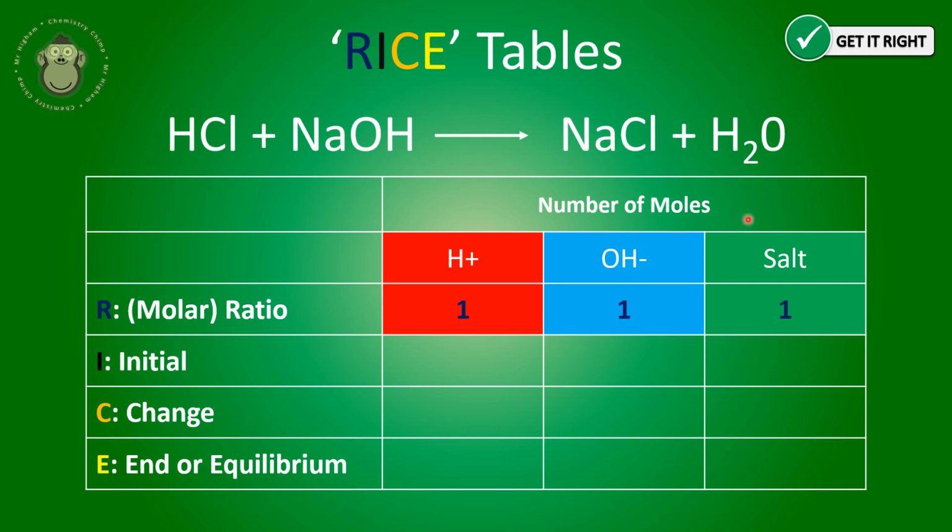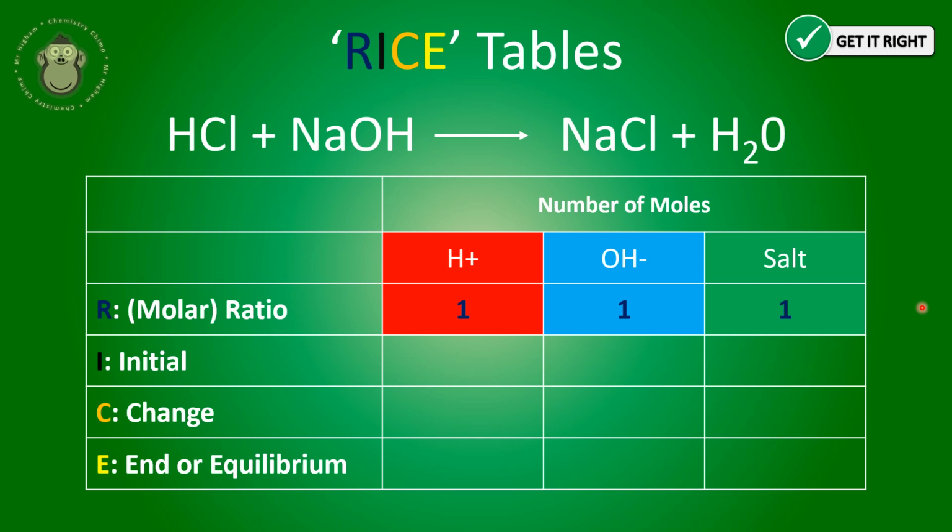If we look at the very simple example I've used in the first slide, we've got a neutralization reaction with hydrochloric acid and sodium hydroxide producing sodium chloride and water, and obviously that is a 1 to 1 to 1 to 1 ratio. So initially I put in the molar ratio as 1 to 1 to 1, and it would be 1 more if I'd included the water. I just haven't included the water in this example.